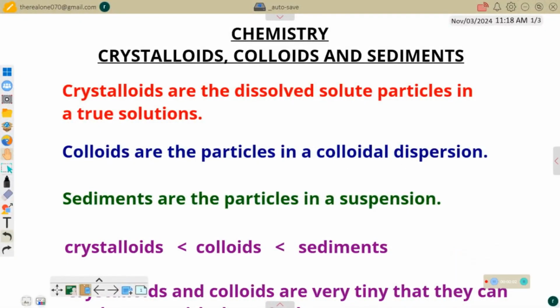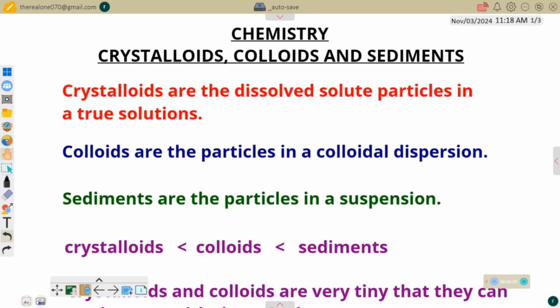All right, let's consider the difference between crystalloids, colloids, and sediments. We have mentioned this before in our past video on true solutions, colloidal dispersions, and suspensions. But here we are again. We want to consider them specially for students to understand better and know the difference between the three.